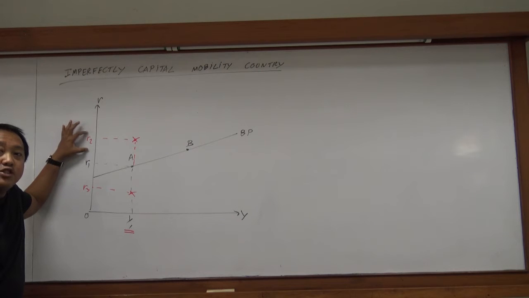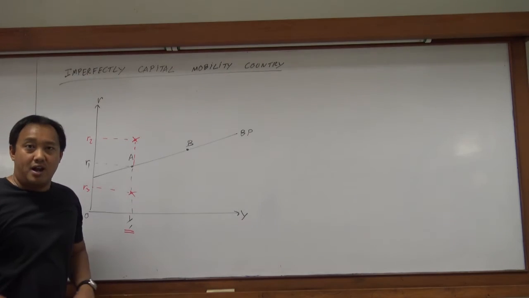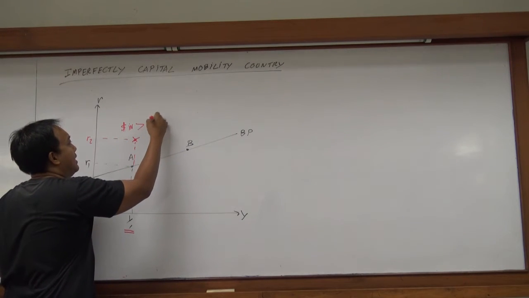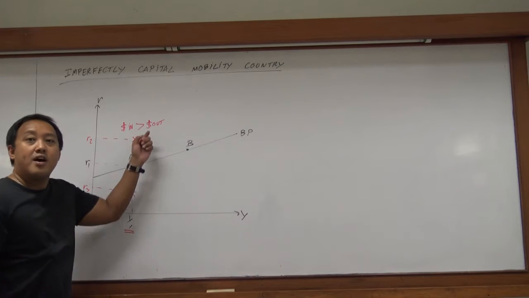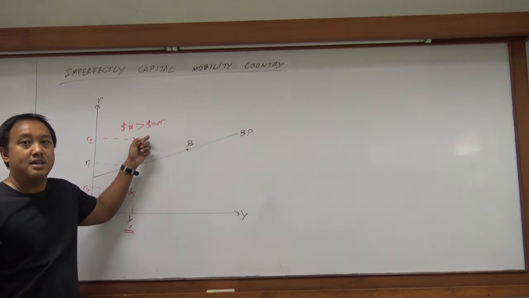When the real interest rate is too high, the money is going to flow into your country a lot. The money flowing in is greater than the money flowing out. You have a surplus, and the balance of payments becomes a surplus.